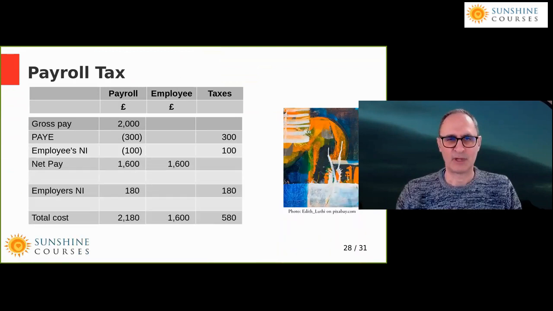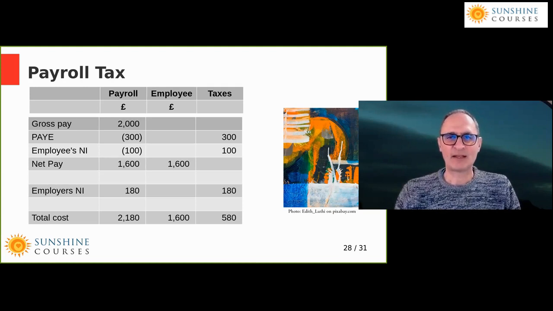Payroll taxes are a bit more complicated because the way payroll taxes work in most countries is you deduct certain taxes before you pay your employee. Plus, in addition to that, there's taxes on the employer. So in the UK, the payroll works like this: if you pay someone, for example, £2,000, the government taxes the employee £300 of tax plus £100 of national insurance.